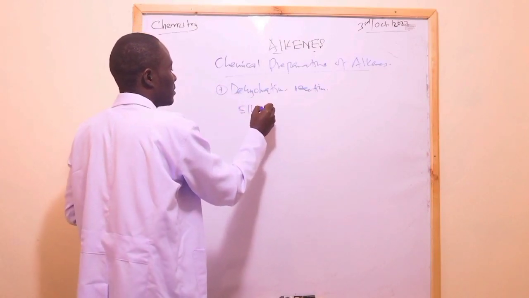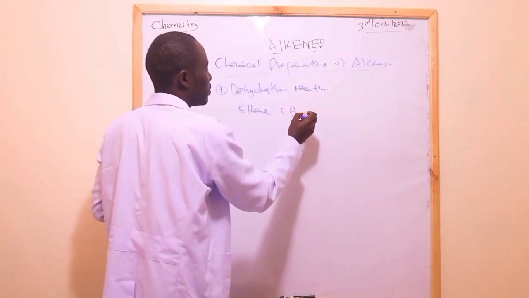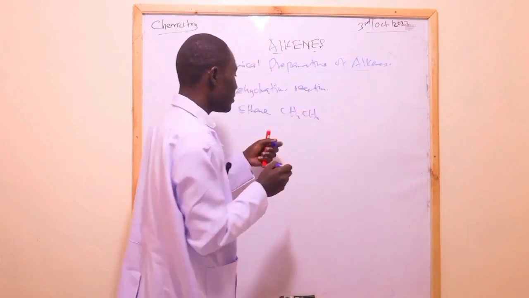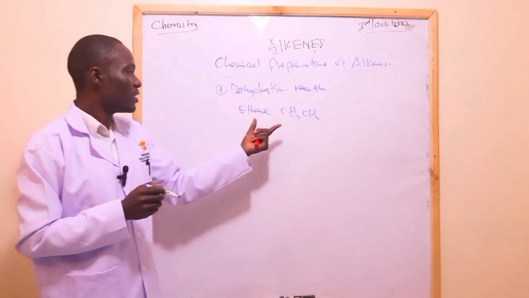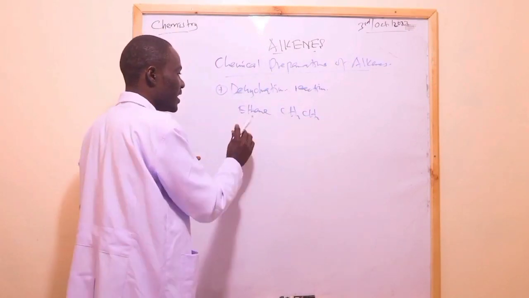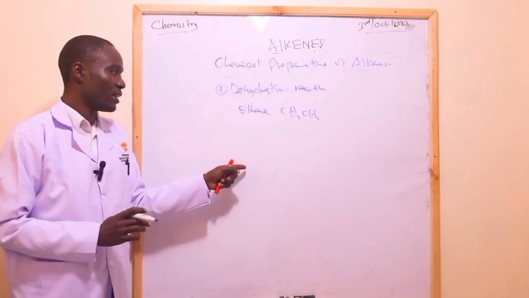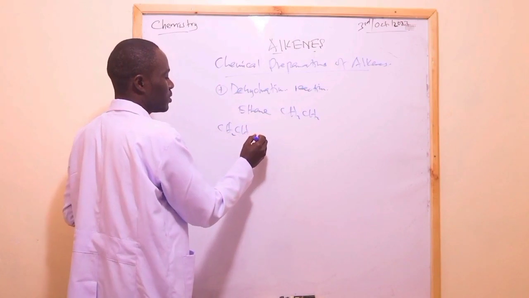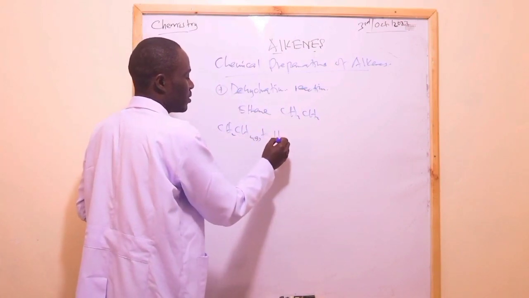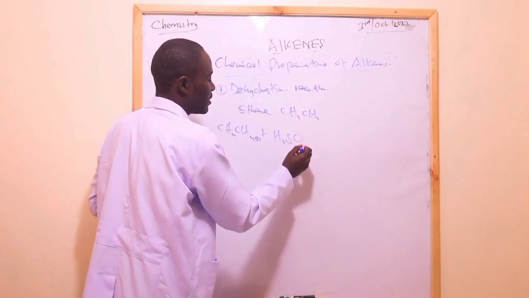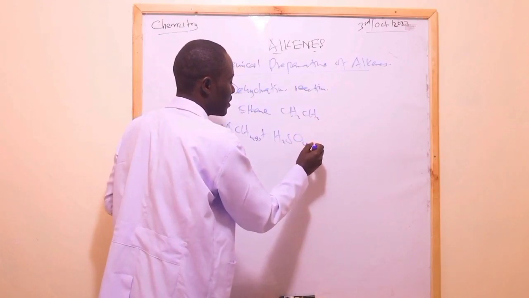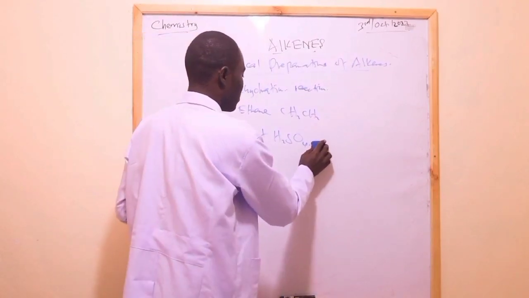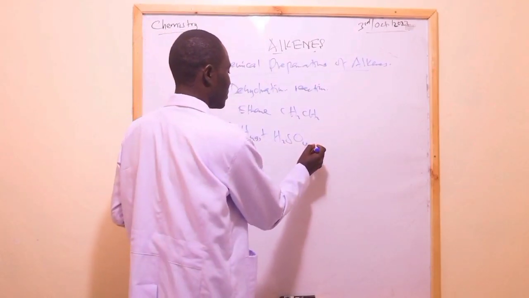That is ethene, written this way, C2H4. I want to react this ethene and sulfuric acid in a chemical equation manner. So ethene, C2H4, is a gaseous substance, plus sulfuric acid, which in this case is a compound, so the state symbol will always be liquid, not aqueous.